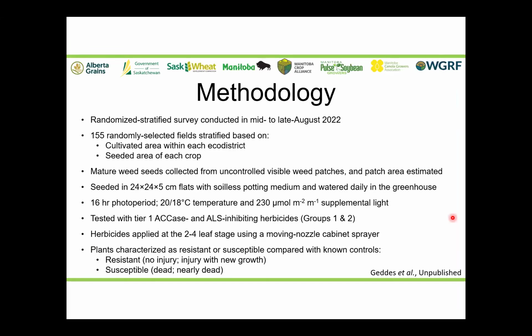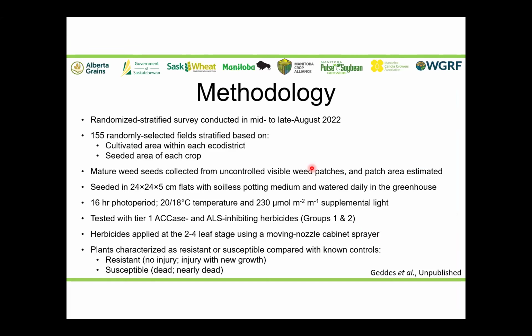Talking about the methodology, I'll just go quickly through this. When we talk about our resistance survey now, we do those 700 fields for abundance. We come back and we basically look at about a quarter of those. We did 155 of those fields, and we go harvest all the weed seeds that we can find.